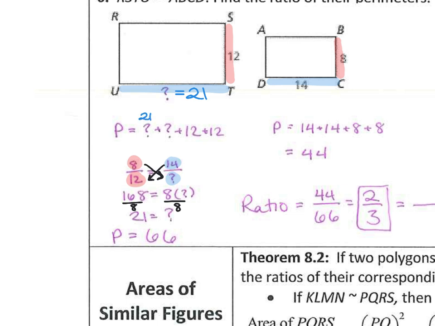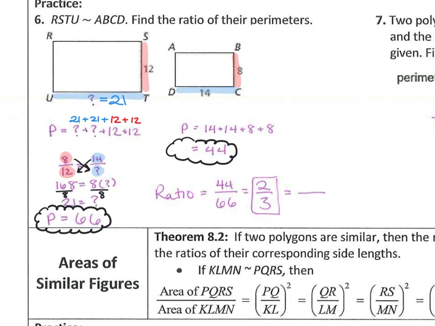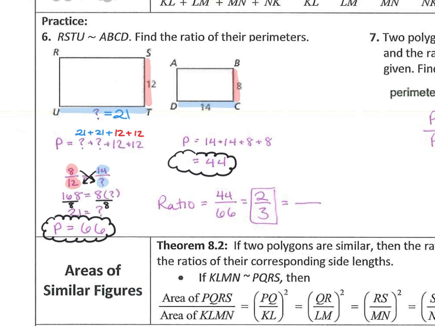So I can do 21 plus 21 plus 12 plus 12. I get that the perimeter is 66. So here's one perimeter, here's the other perimeter. My ratio is the new one divided by the old one. So I did 44, the new one, divided by the old one, 66. And I just reduced that fraction, and I got 2/3.